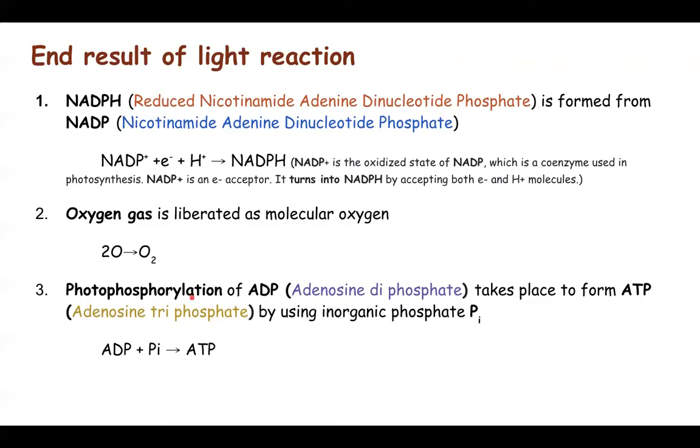The third thing which takes place is photophosphorylation of ADP.